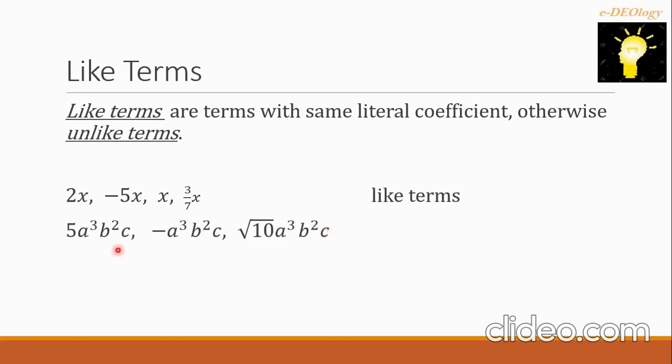Another example, I have three terms here. The first is 5a cubed b squared c. Second, negative a cubed b squared c. The third, the square root of 10 a cubed b squared c. Observing the literal coefficients of all these terms, it is common, and that is a cubed b squared c. So we don't care about the numerical values or the numerical coefficient. Since they have the same literal coefficient, they are like terms.